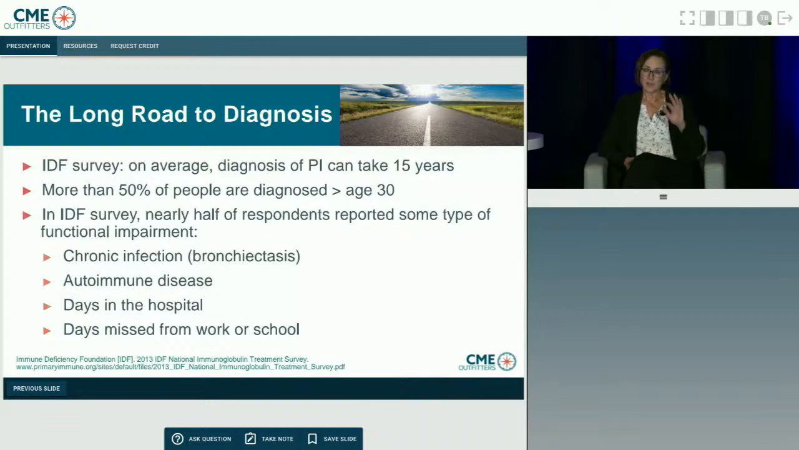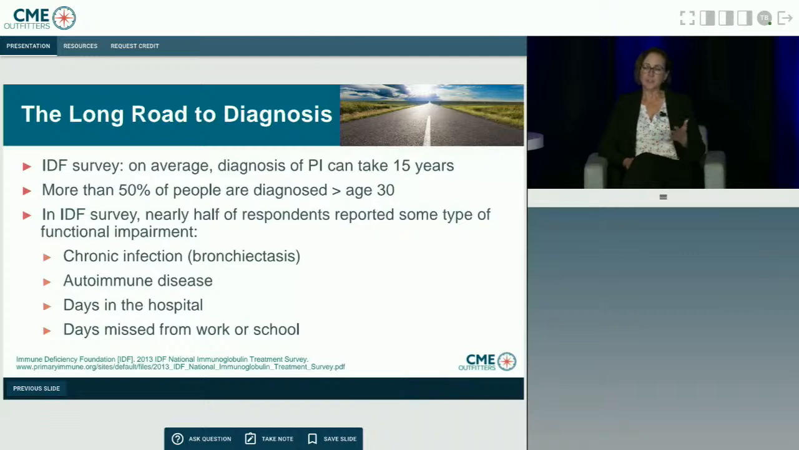So the most impactful thing that the IDF survey has revealed to us is that chronic infections and recurrent infection is a really important marker of who needs to be screened. But additionally, sometimes it's autoimmune disease. And in fact, in 25% of cases, it's autoimmune disease that is the presenting factor, the first symptom.